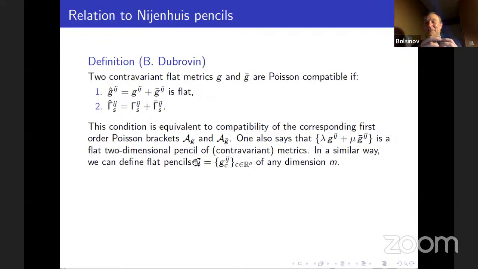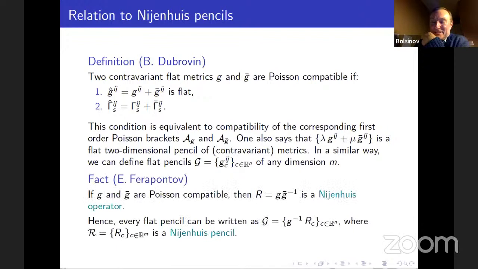you can define not only two-dimensional pencils of compatible metrics. When I say pencil, I mean let's consider all linear combinations. So if the sum is flat, then any linear combination will be flat. So it's just the same, exactly the same as in the Poisson business. In the same way we can consider compatible flat pencils of compatible metrics of any dimension, not just G, G bar, so there could be many of them. And so there's a fact to mention.